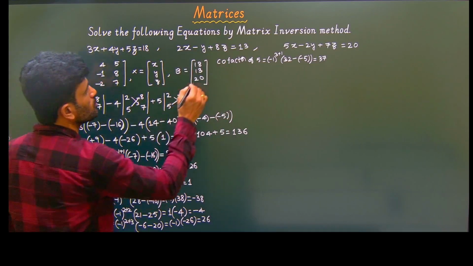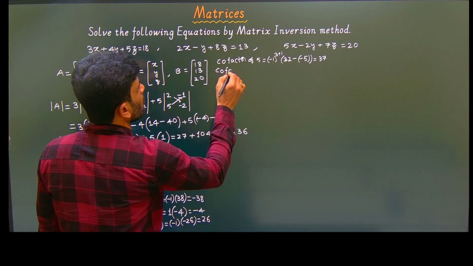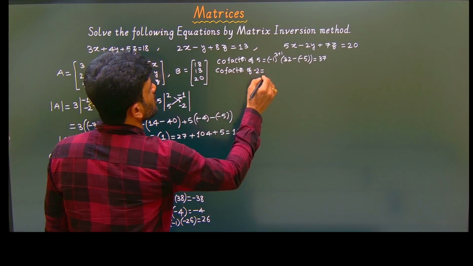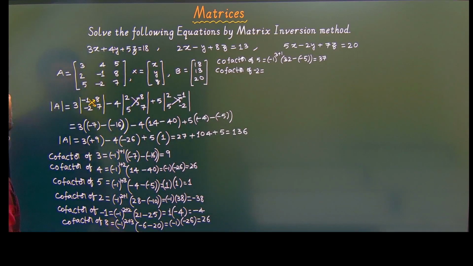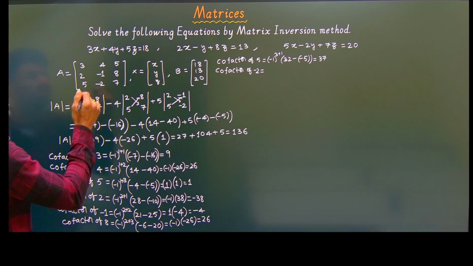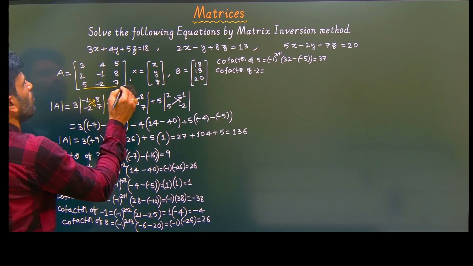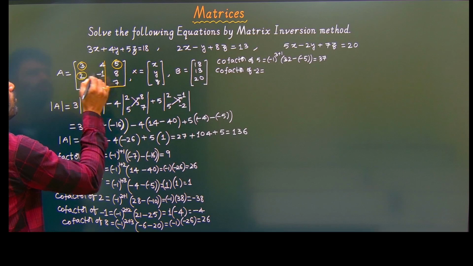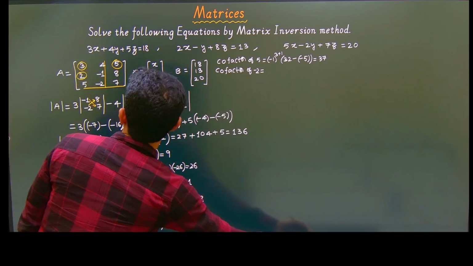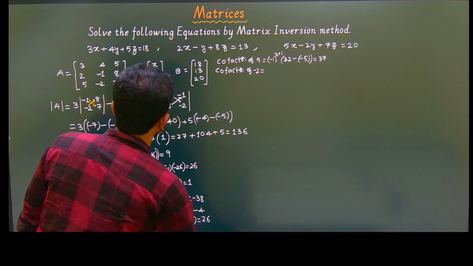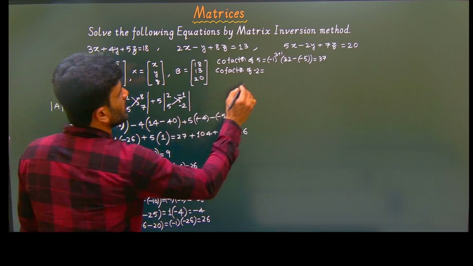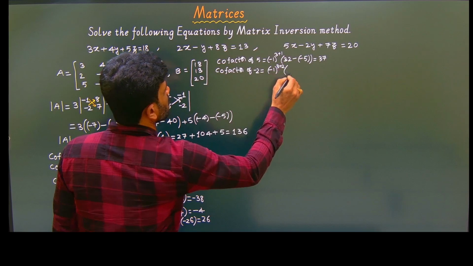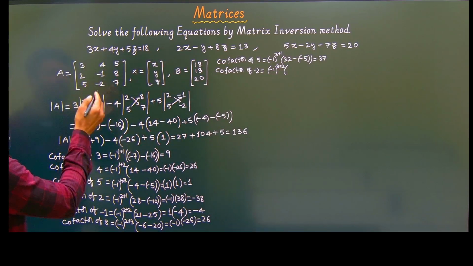Similarly, we should also find cofactor of minus 2. So minus 2 is present in second column, third row. So it is going to be 3 plus 2. So this row and column should be eliminated. Then we'll be having 3, 5, 2, 7. So we have to write here minus 1 whole to the power of 3 plus 2 into, what is left?